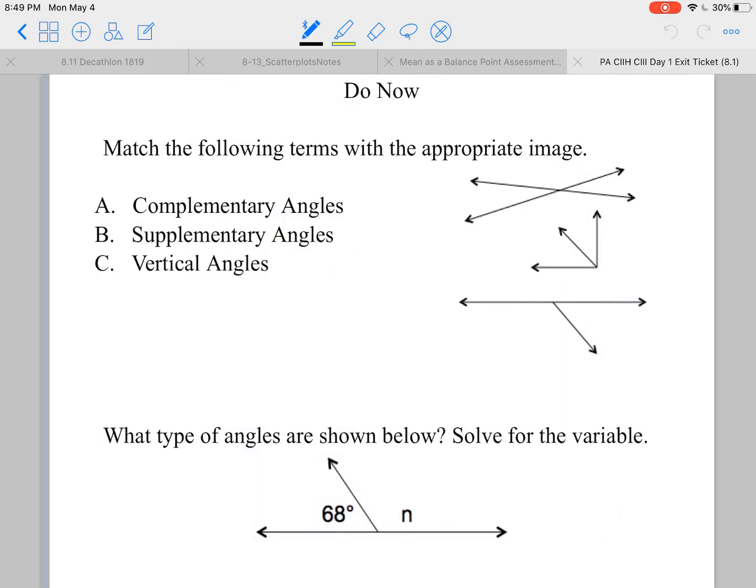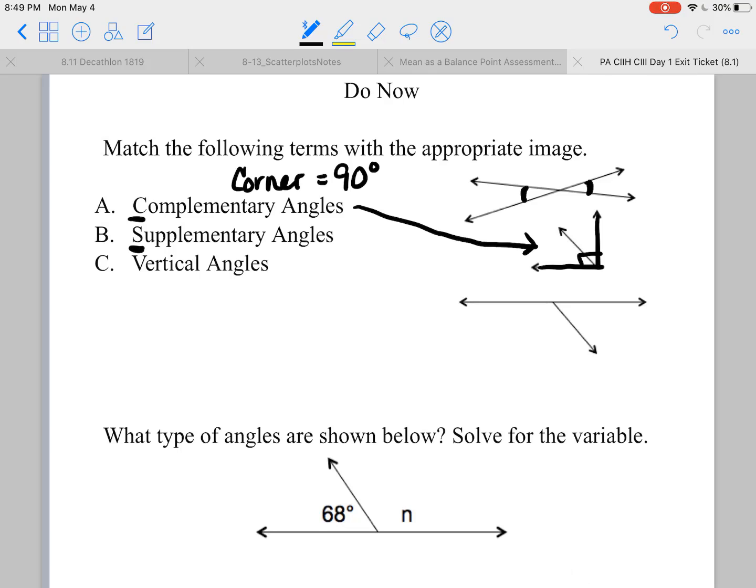Moving on to question number 2. Match the following terms with the appropriate image. So first, we're looking for the set of complementary angles. One way to remember complementary is it starts with a C, as does the word corner, and a corner is 90 degrees. Looking through our 3 examples, here we have 2 straight lines intersecting, forming 2 congruent angles, so that is not complementary. Here we have what appears to be a 90-degree angle and 2 angles making it up, so that is complementary.